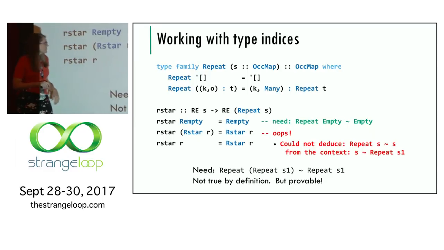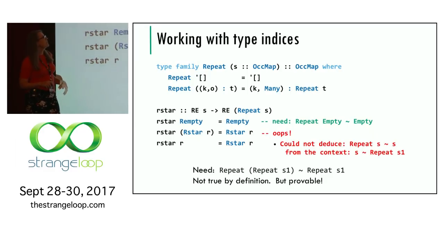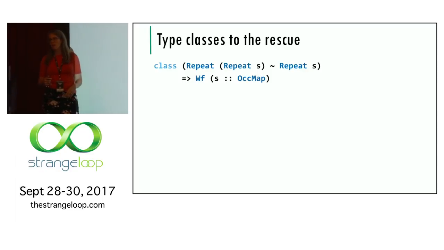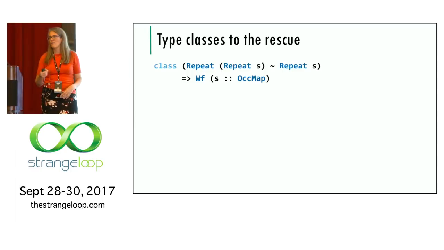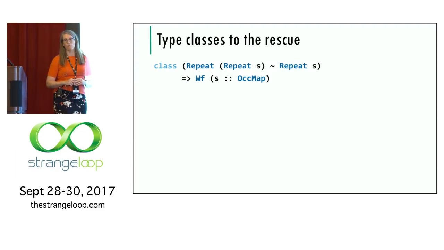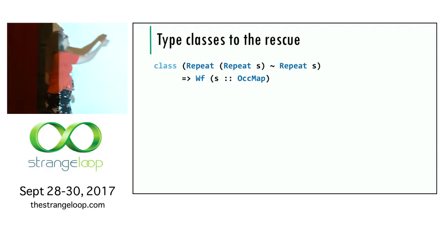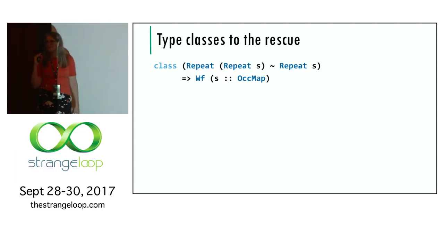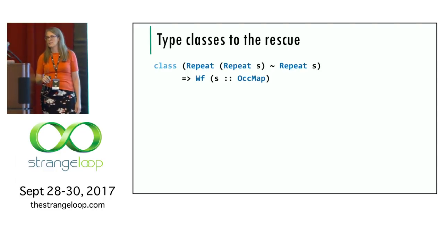In this case, I need to tell the type checker that, and so I'm going to get the type checker to prove it for me using the type class system. So I'm going to make a class of occurrence maps. I'm calling it WF for well-formed occurrence maps that satisfies exactly the property that I want. An occurrence map is well-formed if you repeat it twice, it's the same as repeating it once. That's exactly the information the type checker needs.